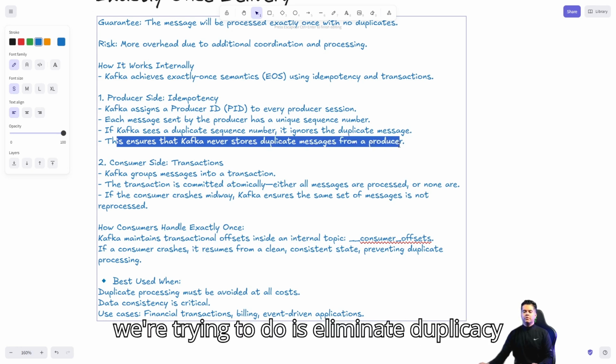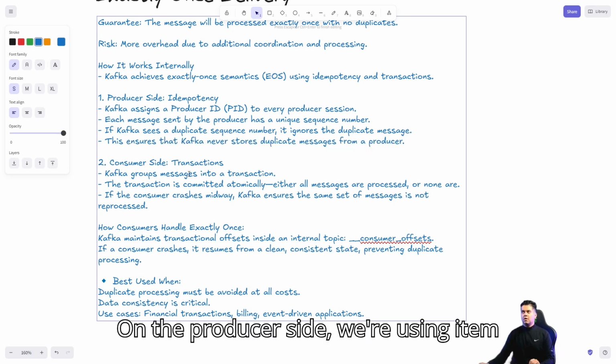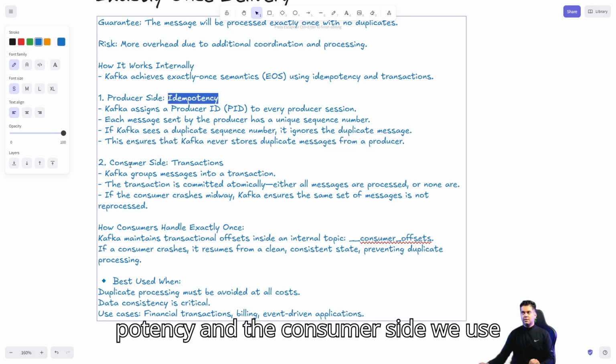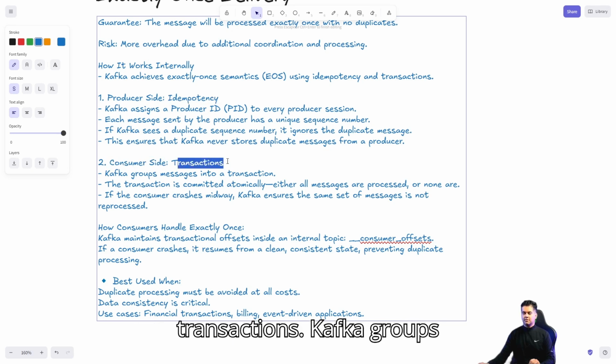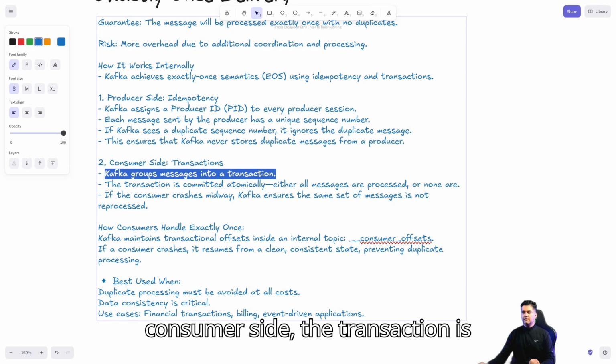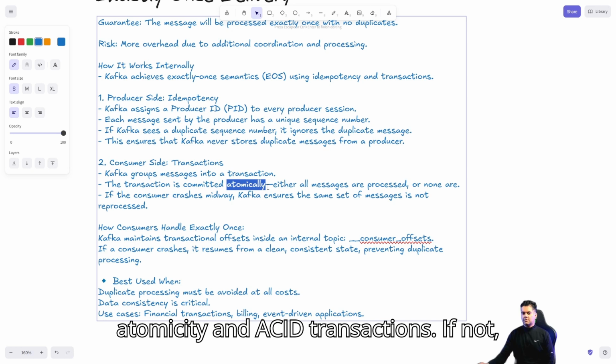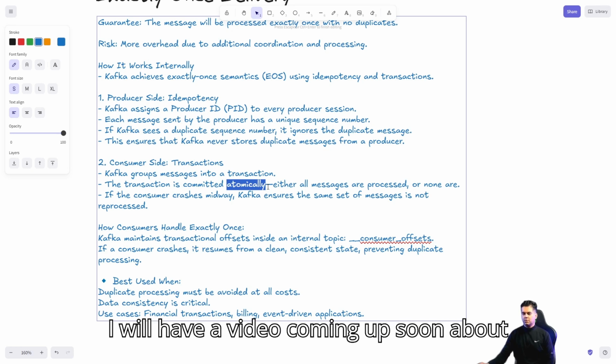Okay, so what we're trying to do is eliminate duplicacy from the producer side as well as the consumer side. On the producer side, we are using idempotency, and on the consumer side, we'll use transactions. Kafka groups messages into a transaction on the consumer side. The transaction is committed atomically. So I'm assuming you already know about atomicity and ACID transactions. If not, I will have a video coming up soon about it.